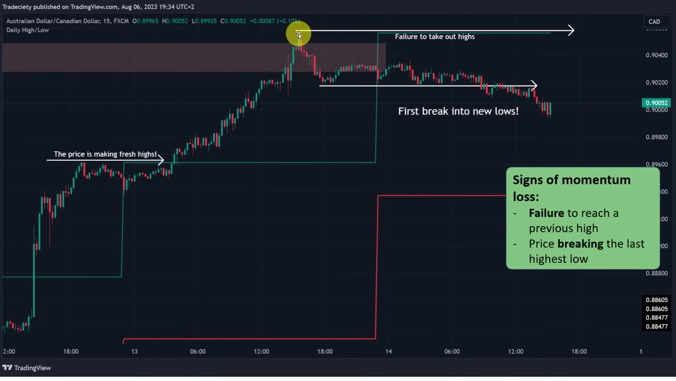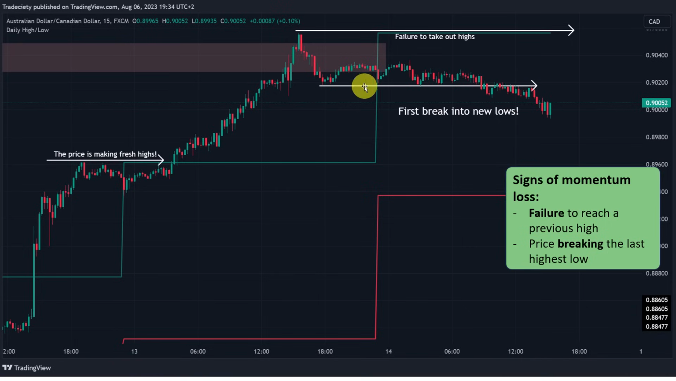That's the high of yesterday's price action. That's the green line. On this next day, we see that the price is not reaching the previous high. So it's a failure to take out highs. The market doesn't come close to the highs, and we see a very tight consolidation here, far away from the highs. That's the sign of weakness we're waiting for.